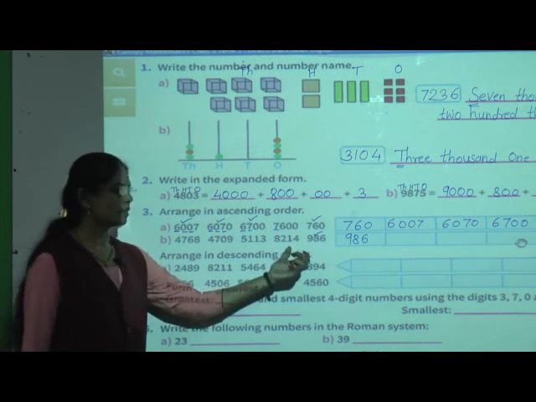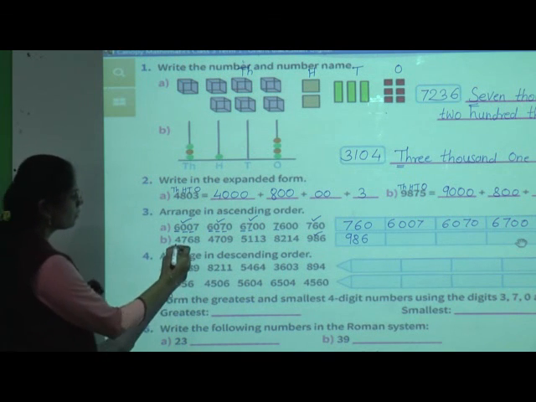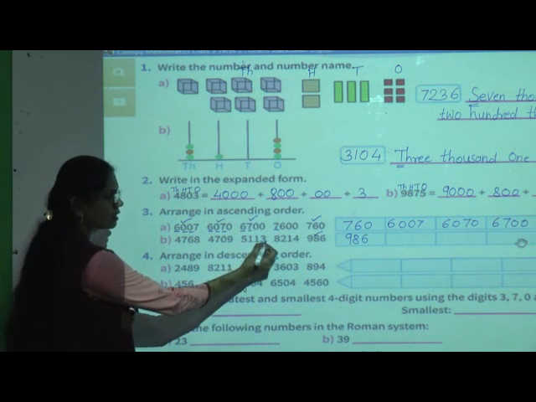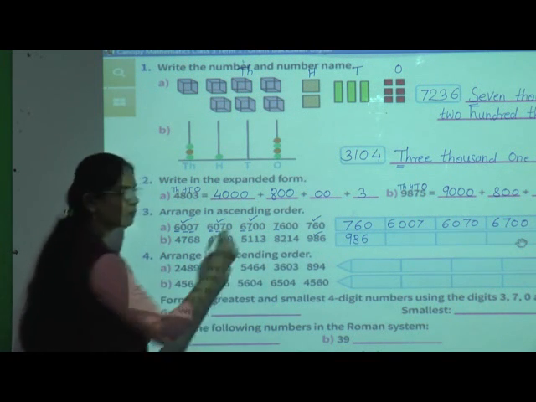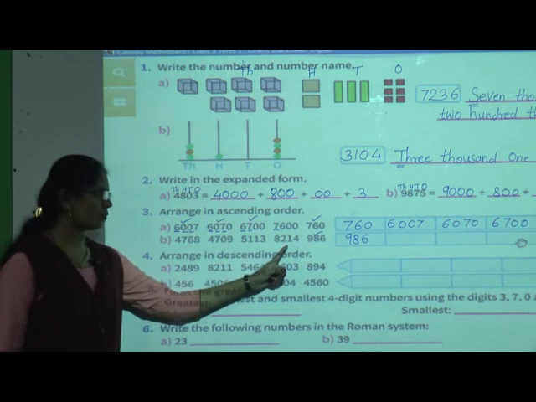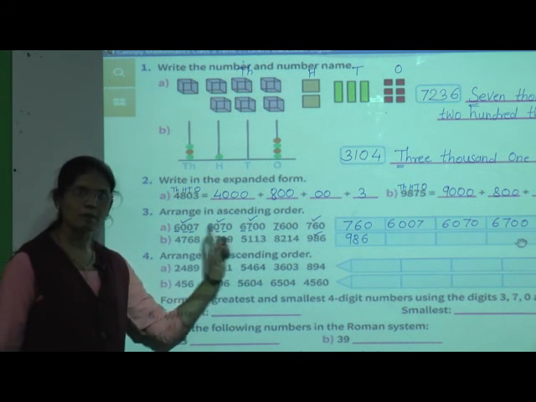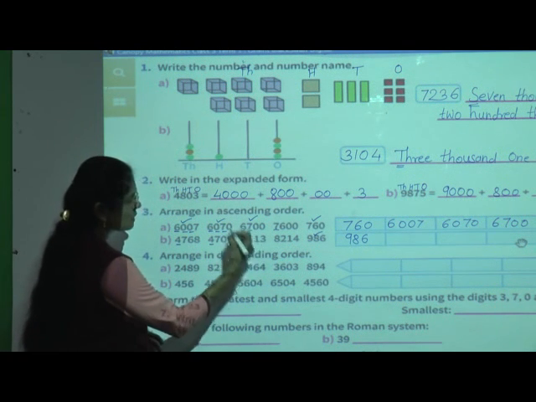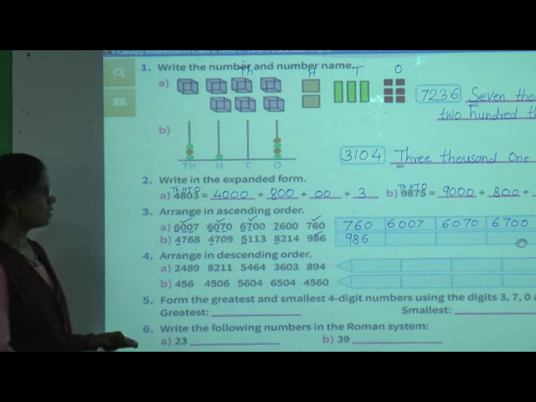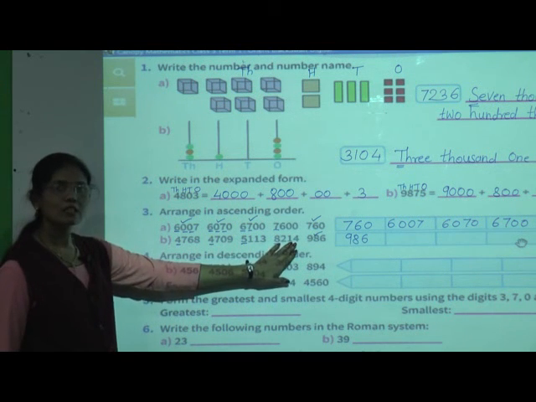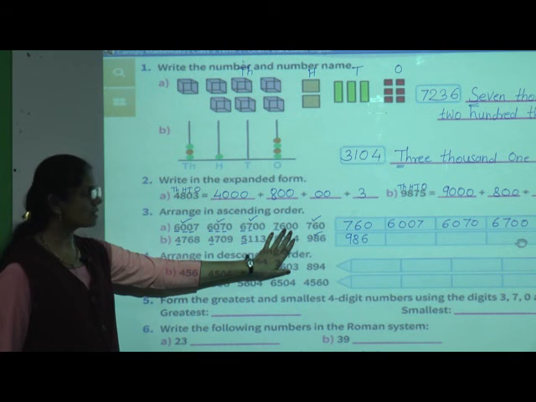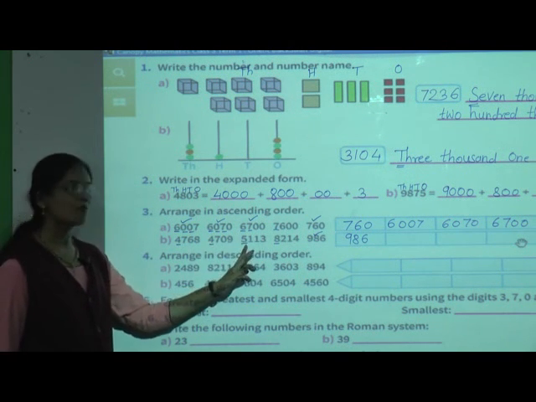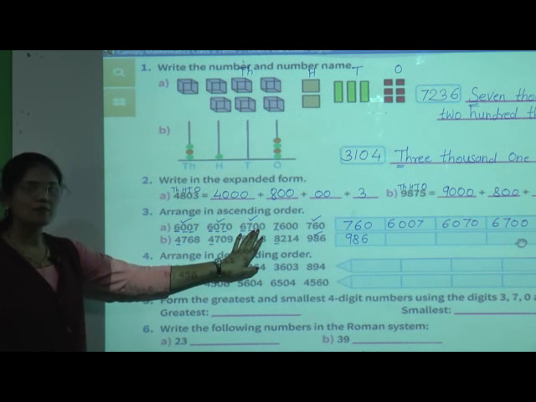Now let us take the remaining 4 numbers. 4768, 4709, 5113 and here 8214. Now see carefully. Thousands place digit we will compare first. Here 4 is there, here 4 is there. In this number thousands place 5 is there and here 8 is there. Means 8214 is the greatest number. So this number we will write last. Now here 5 is greater than 4. So this number will not come now.